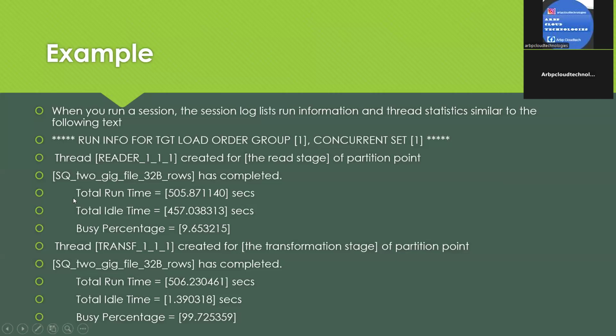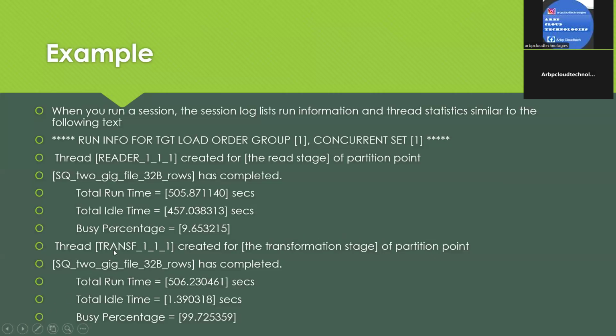Okay. So now the thread, this is the transformation thread. It is created for the transformation stage for the partition point. Here is some information about your qualifier: their run time, total BG idle time, and BG percentage time. Correct.